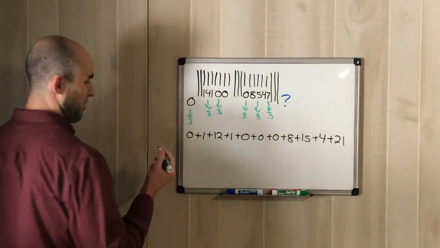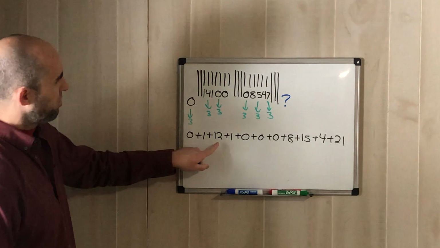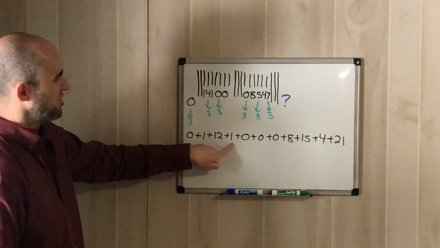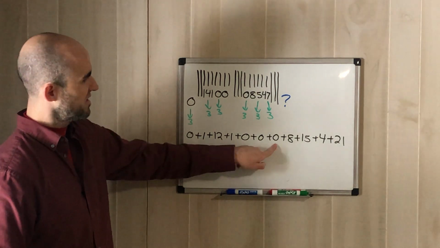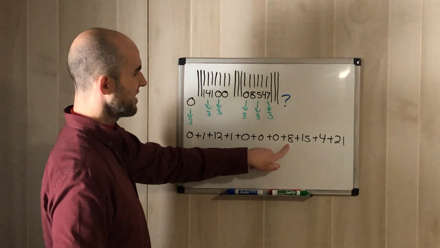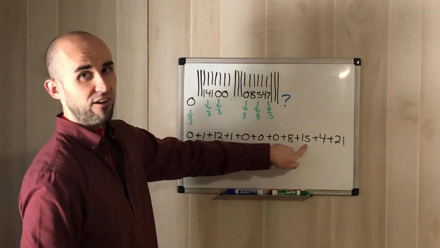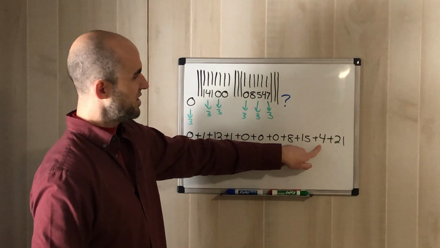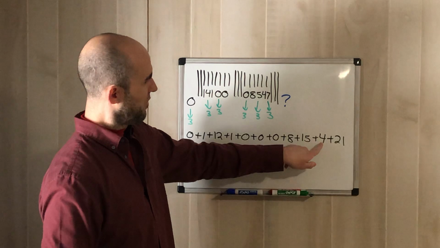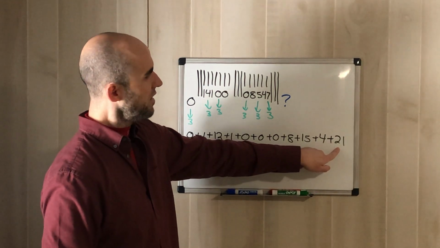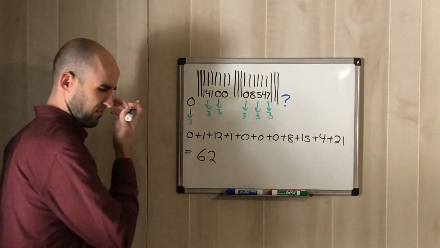So now what we do, we add them all up, right? And again, let's do this one. 0 plus 1 is 1. 1 plus 12 is 13. 13 plus 1 is 14. 14 plus 0, 14. Skip the 0, skip the 0. 14 plus 8 gives us 22. 22 plus 15 gives us 37. 37 plus 4 gives us 41. 41 plus 21 gives us 62, right? 62. So we have that, right?